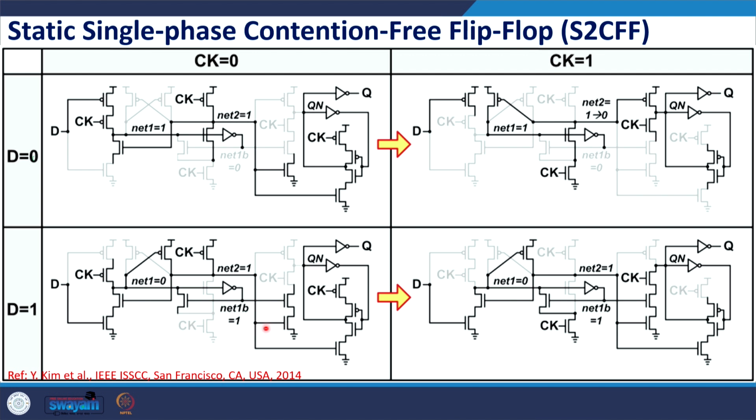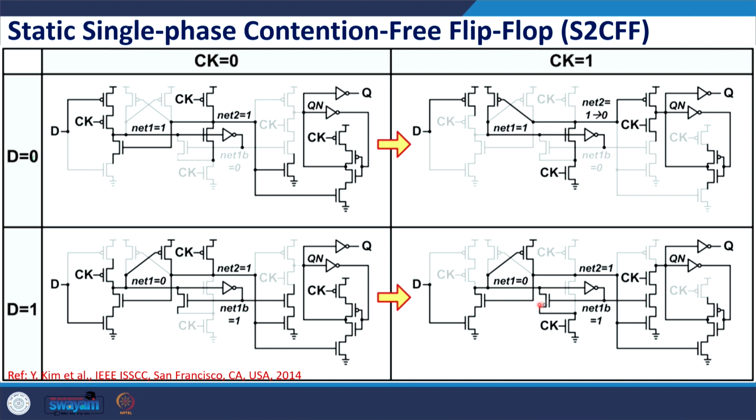Okay, net 2 is precharged to 1 and net 1B is also charged to VDD, because net 1 is 0, net 1B is at VDD. So, these two transistors are on, but pull down path is off because clock is 0, and since net 2 is at VDD, this transistor is off.